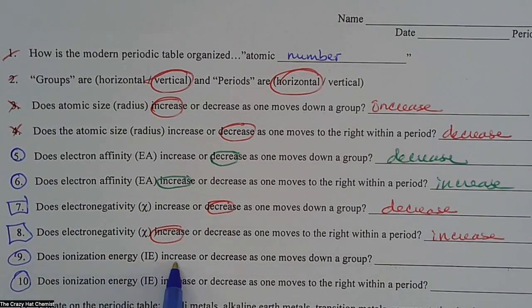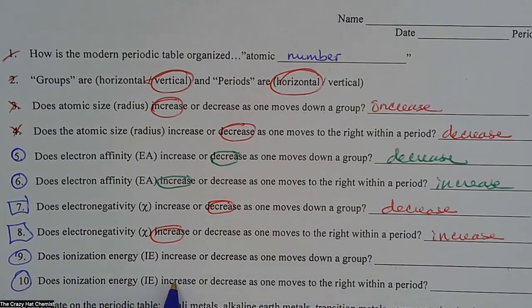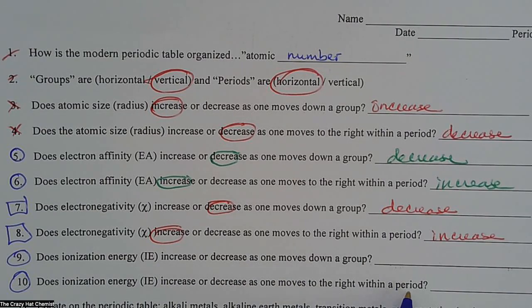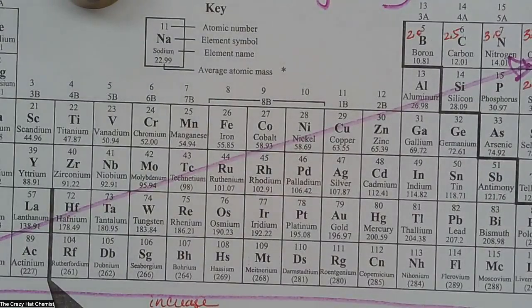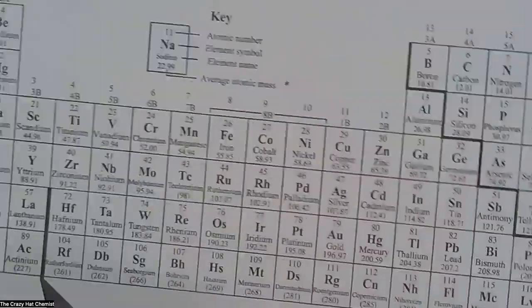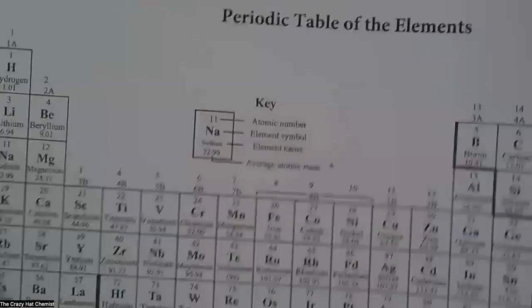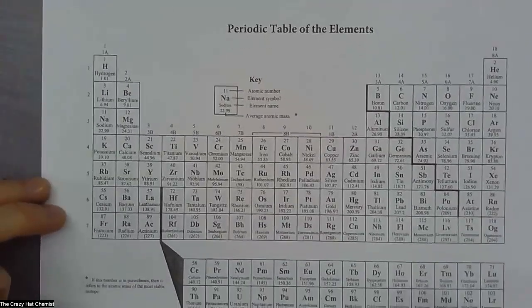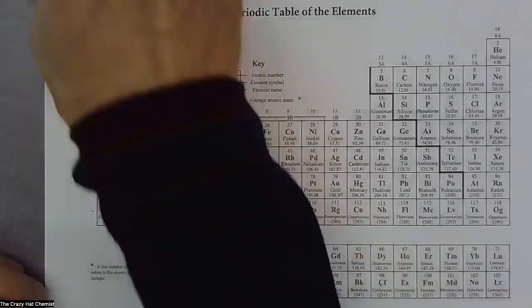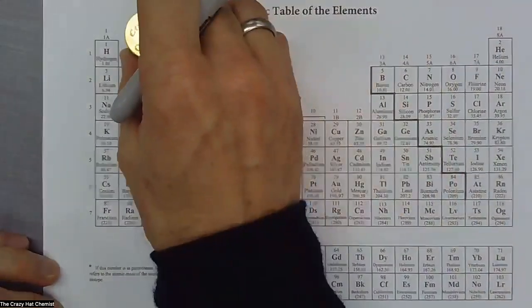Does ionization energy increase or decrease as one moves down a group? And does ionization energy increase or decrease as one moves to the right within a period? So we need to get a new periodic table. Oh my, we're going to have a bunch of periodic tables here labeled up, and this is going to be ionization energy. So let's see if we can get up into this. So zooming on out, we've got our full-blown periodic table right here.